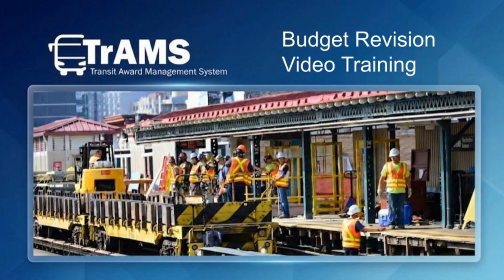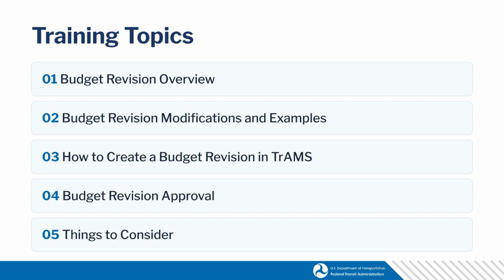If you have questions related to guidance or factors specific to your funding award, please see the FTA Recipient Toolkit, FTA Circular Resources, or contact the FTA Help Desk for more information. In this video training, we will provide an overview of budget revisions, show the different budget modifications, and provide examples, demonstrate how to create a budget revision in TrAMS, review the budget revision approval process, and provide some things to consider when performing a budget revision.